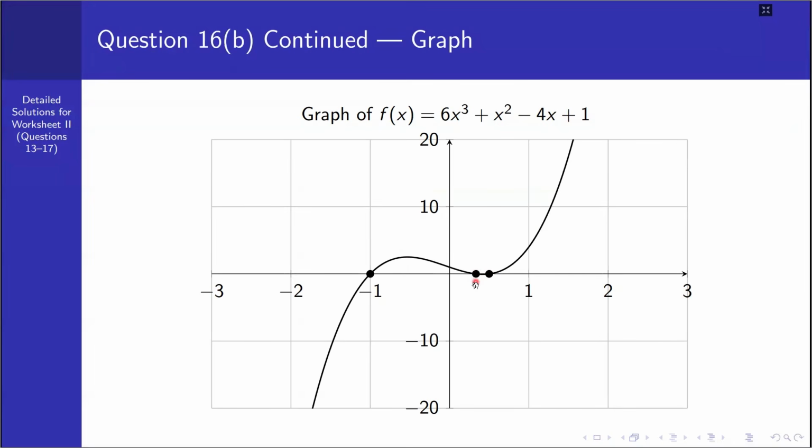So these are the x-intercepts, and this end tends to infinity in the upward direction without any bound. This will tend to negative infinity without any bound again, so that the graph looks like this.